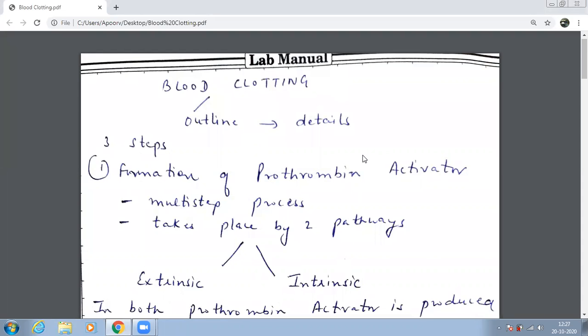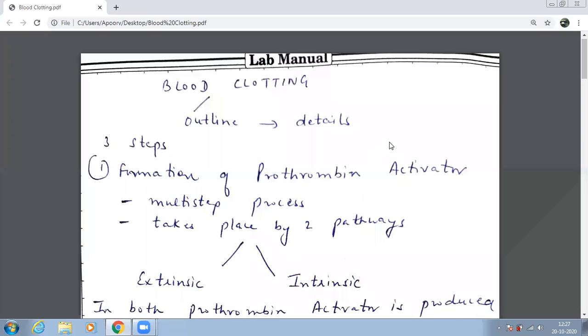What is the topic that we'll be taking up today? It is blood clotting. You can see on the screen as well. I hope I'm audible. What are we going to study today? Blood clotting. Yes, beta, we'll be studying about blood clotting.